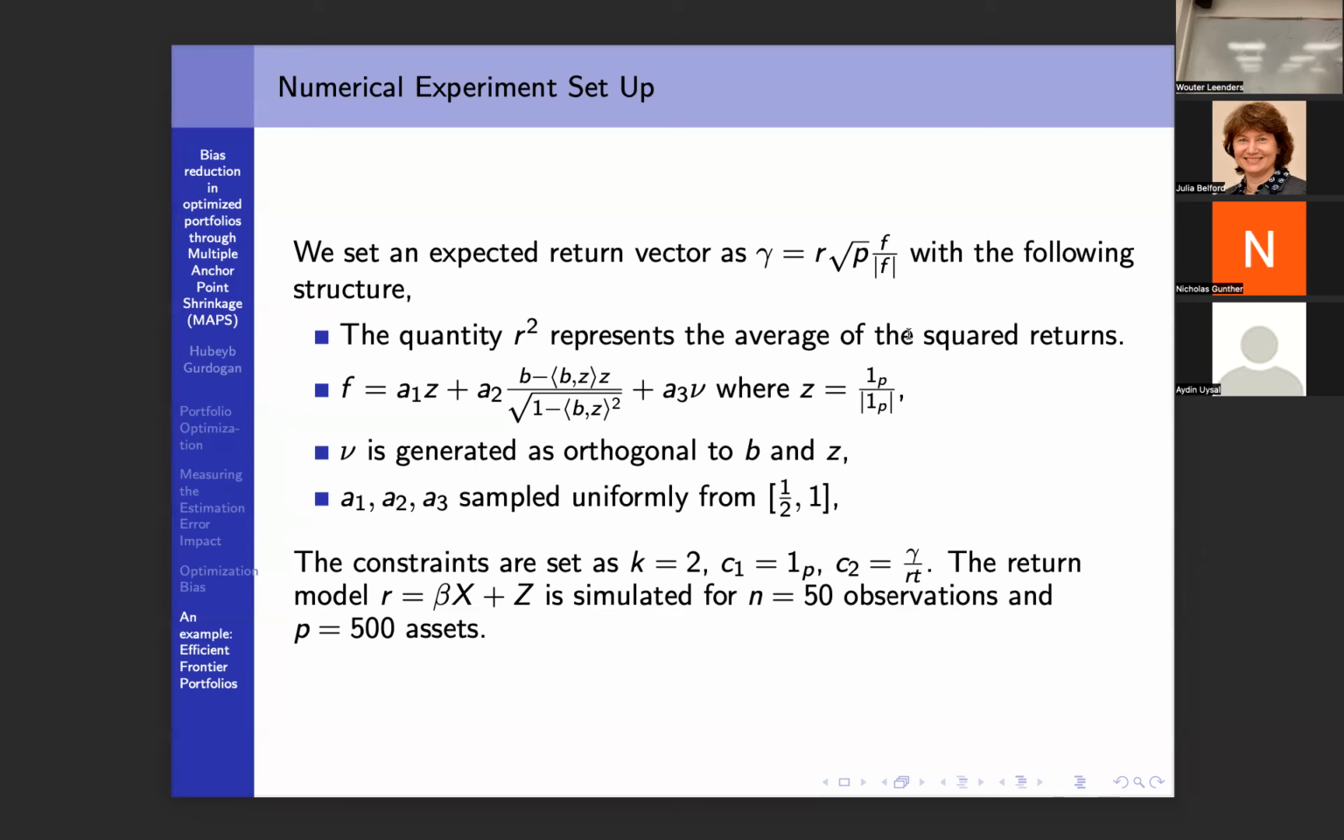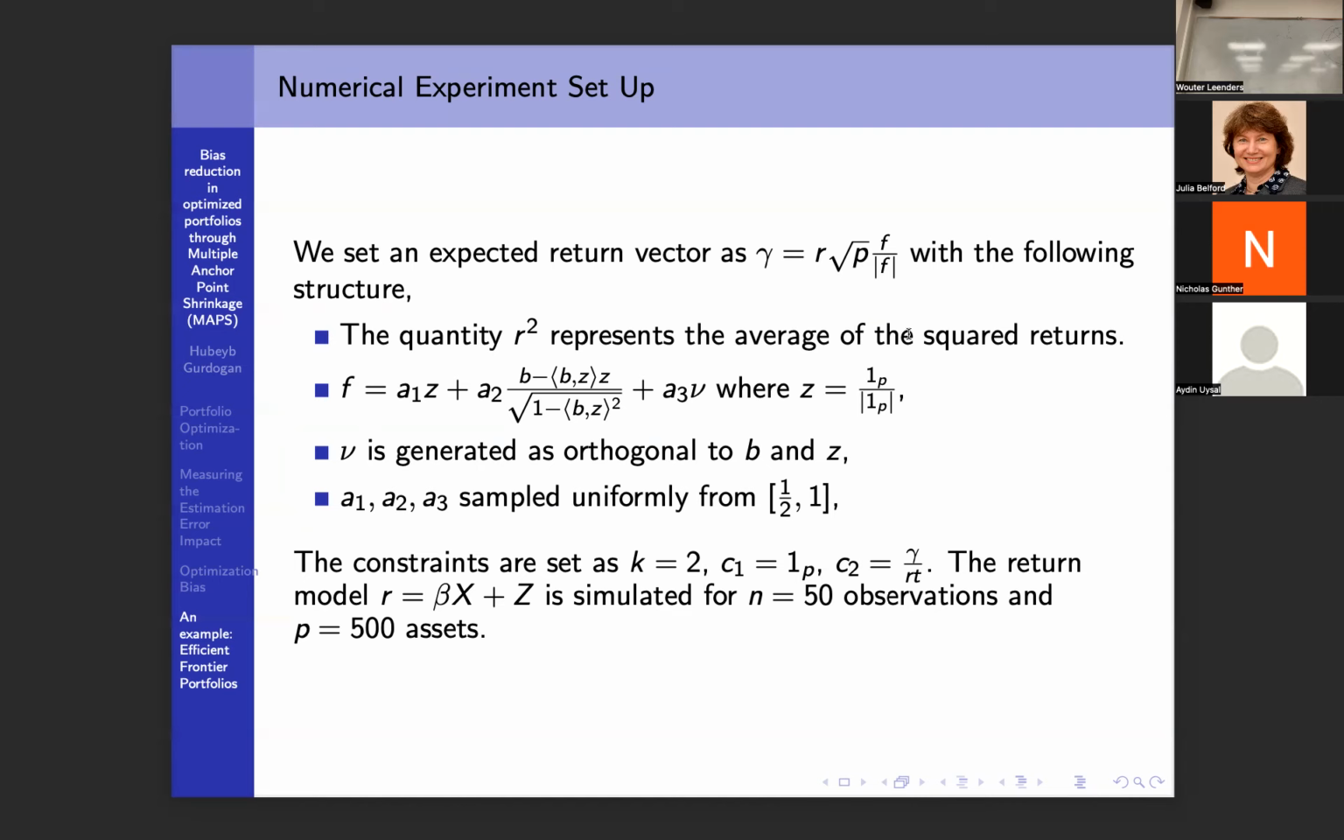This doesn't carry any information about the structure of the returns. This is the numerical setup, really. So we don't claim that A1 stands for the risk-free rate. This is really the decomposition as opposed to that theorem. Okay, so A1, A2, A3 are sampled uniformly from 1 half to 1. The reason I picked 1 half as opposed to 0 is I just wanted all of the possibilities to show themselves without dominating each other.